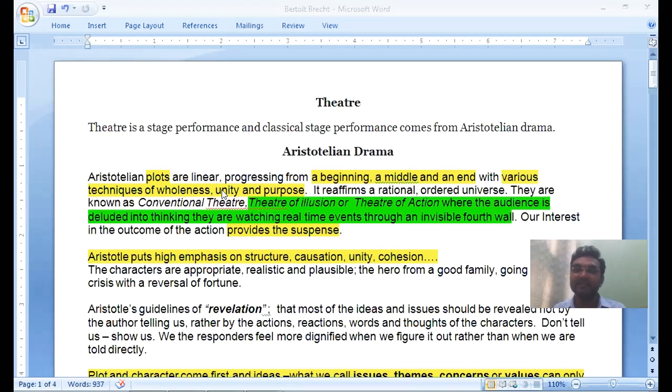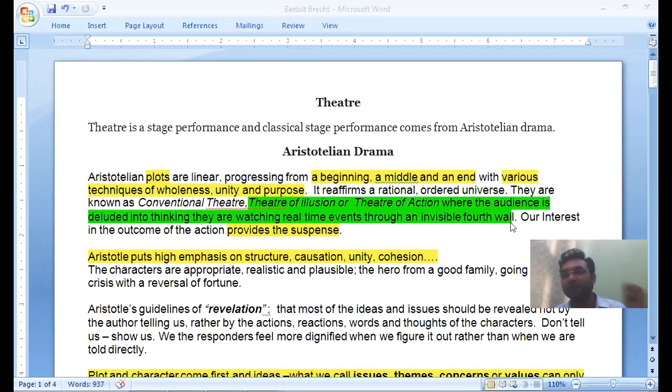But there is something slightly different in what we are reading today. We are going to interact with a different kind of drama. The drama we have read up to now is the theater of action, theater of illusion, conventional theater. What is the illusion theater? That creates the suspense in the character. You can see it here: theater of action, where the audience is deluded into thinking they are watching real-time events through an invisible fourth wall.